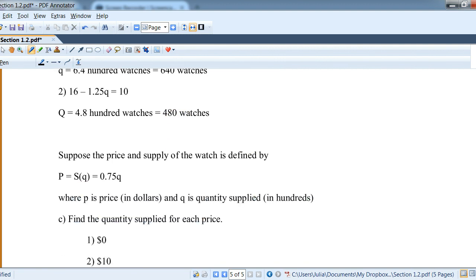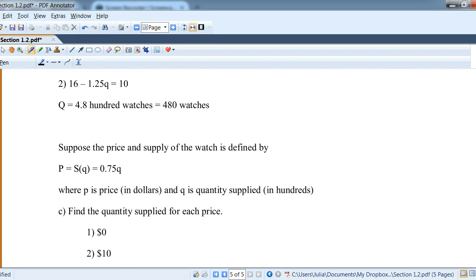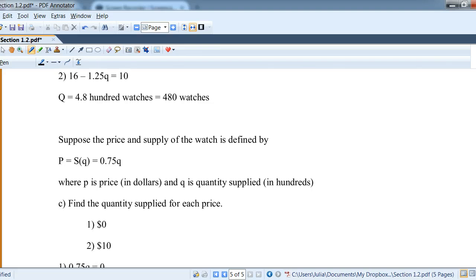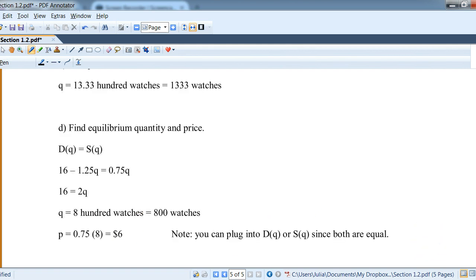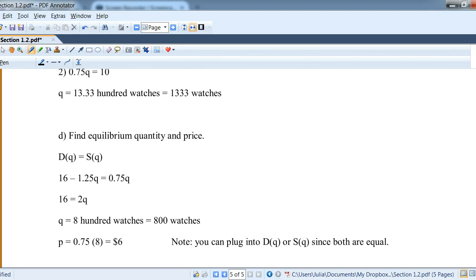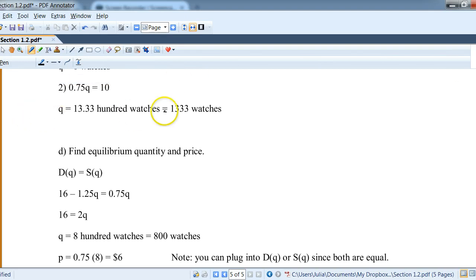And same thing with the supply. We can find the quantity supplied at each price by setting it equal. Let's say we're given the supply equation, 0.75 Q. Well, if the quantity is 0, then it costs $0, then the quantity is 0 also. Now if it costs $10, then you can solve for it. And I believe we get 13.33, or 1333 watches.